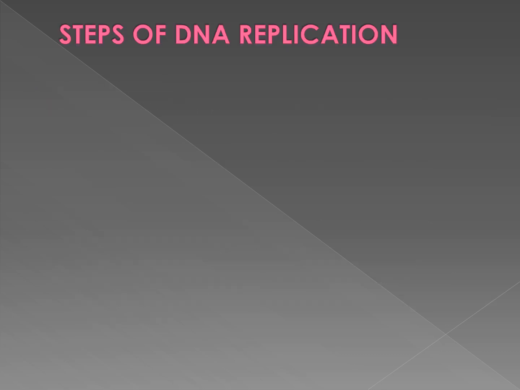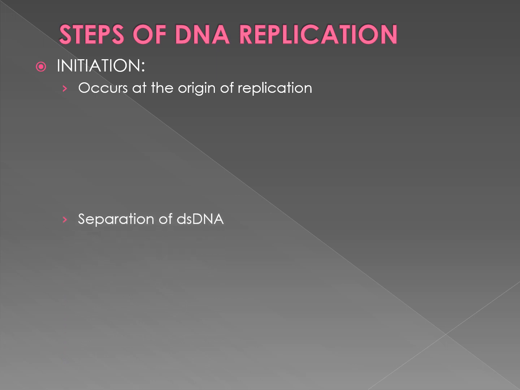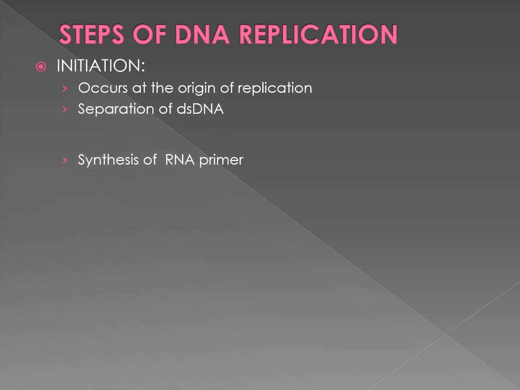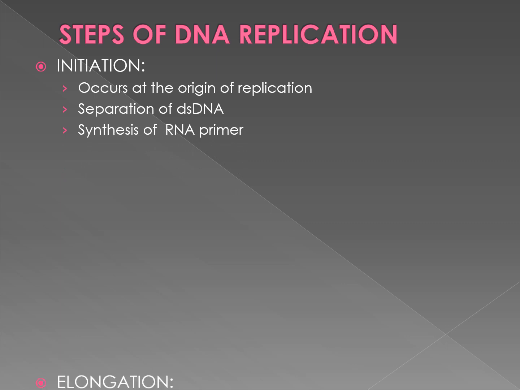The steps of DNA replication. DNA replication occurs in three main steps. Number 1 is initiation, where the unwinding of the helix takes place, and at the point of origin of replication, the primers are added so that the process of replication can start.